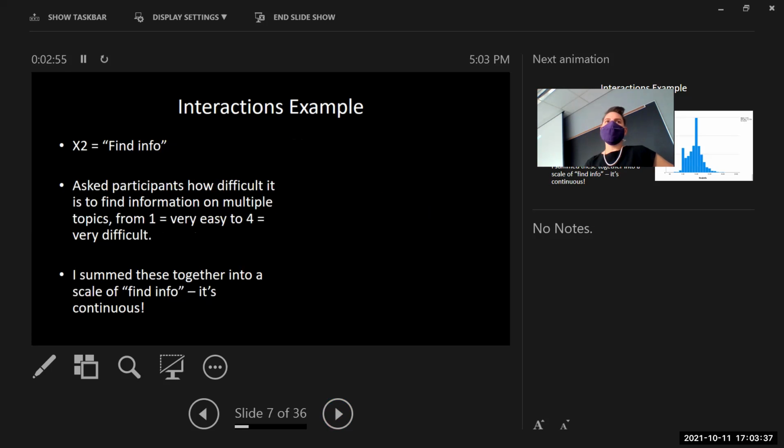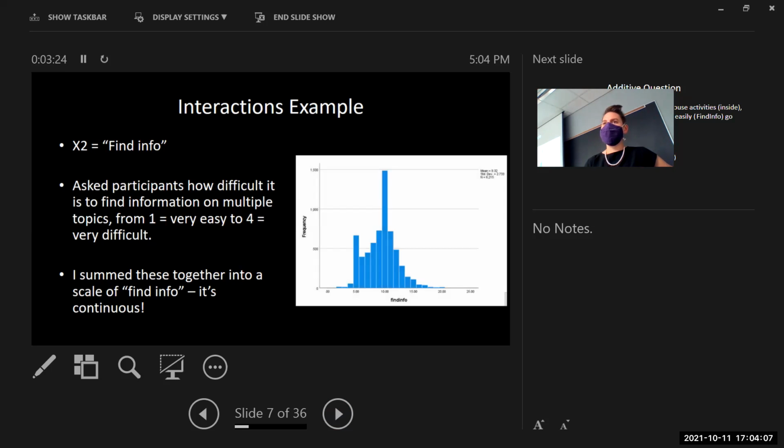My x2 here is find information. So a find information index is, the surveyors asked participants, how difficult would it be for you to find information about multiple topics? So that's 1 is very easy to 4 is very difficult. So it's like, how easy would it be for you to find information about what's happening in your neighborhood this week on a scale of 1 to 4? So I summed a bunch of those together, and we get this continuous variable. It's a little bit kurtotic, but it's not too much of a worry. It ranges from 2 to about 20.